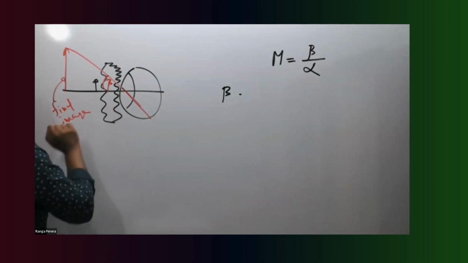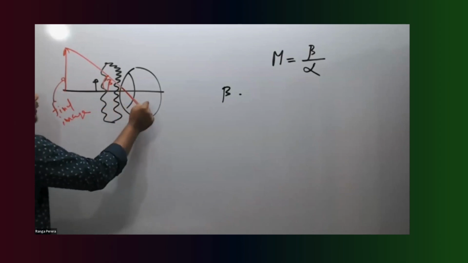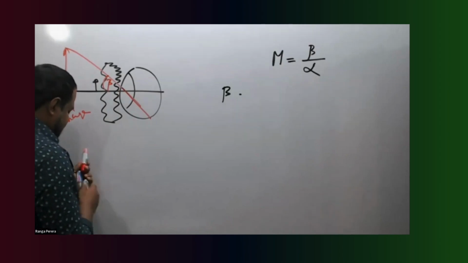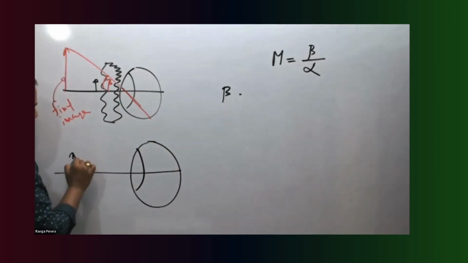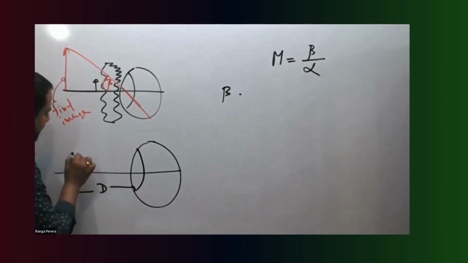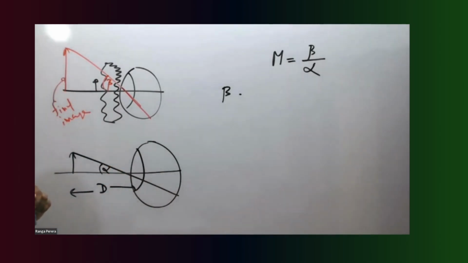Image by the microscope. The angle projected by the final image of the microscope on the eye lens is called beta. Then what is alpha? Alpha means you place your object at a distance d from the eye lens. What is d here? It is 25 centimeter, the least distance of distinct vision. Think about the angle projected, that is alpha. It is the visual angle alpha. Alpha is this, beta is this.